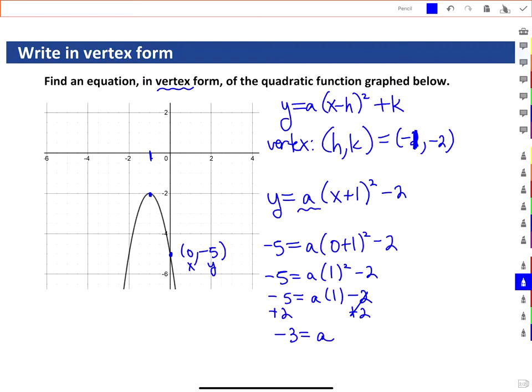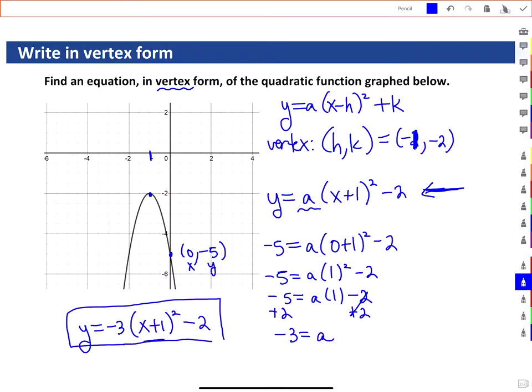To finish off this problem, I'm going to go back up to where I was before and plug in my a value. So y equals -3 times x plus 1 squared minus 2. It's always a good idea to go to Desmos or your favorite graphing utility, throw this equation in and make sure it actually matches.